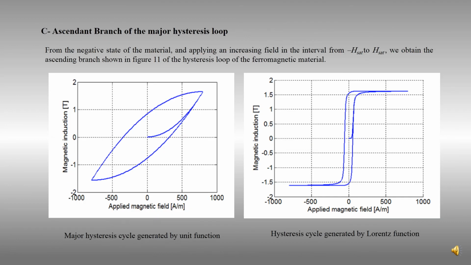And finally, the ascending branch of the major hysteresis loop shows the entire cycle of hysteresis, and you can see clearly the difference between the entire hysteresis cycle generated by the unit function simulation and the hysteresis cycle generated by the Lorentz function.